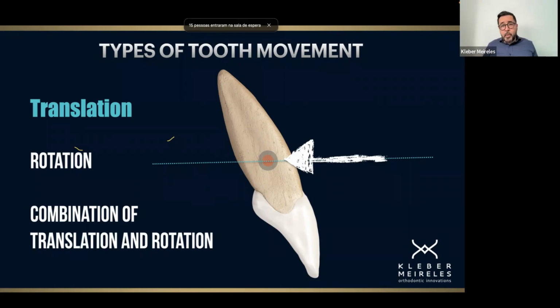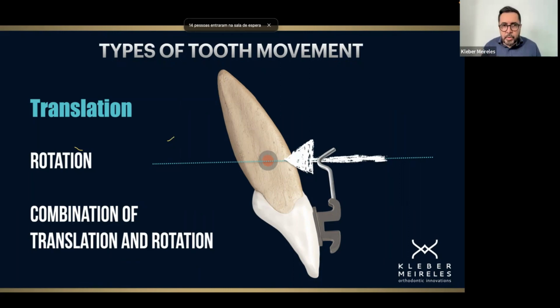One movement that we want, I don't say in the majority of the cases, but in several cases, is a movement of translation. It is a type of movement called translation, meaning all the points of that specific body are going to translate, are going to move in the same direction, same sense, and same magnitude.